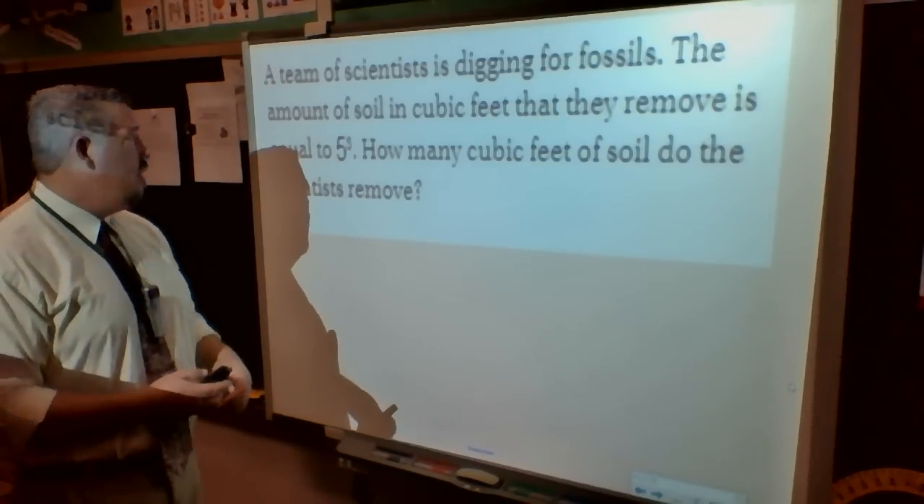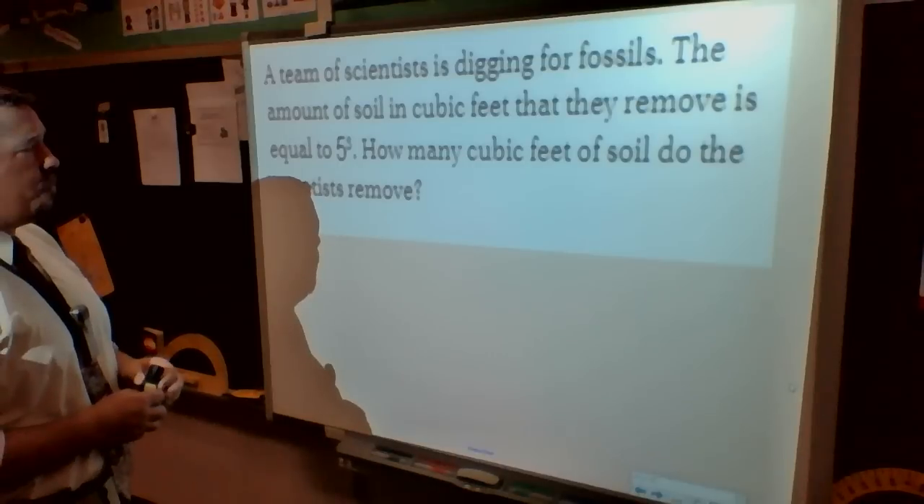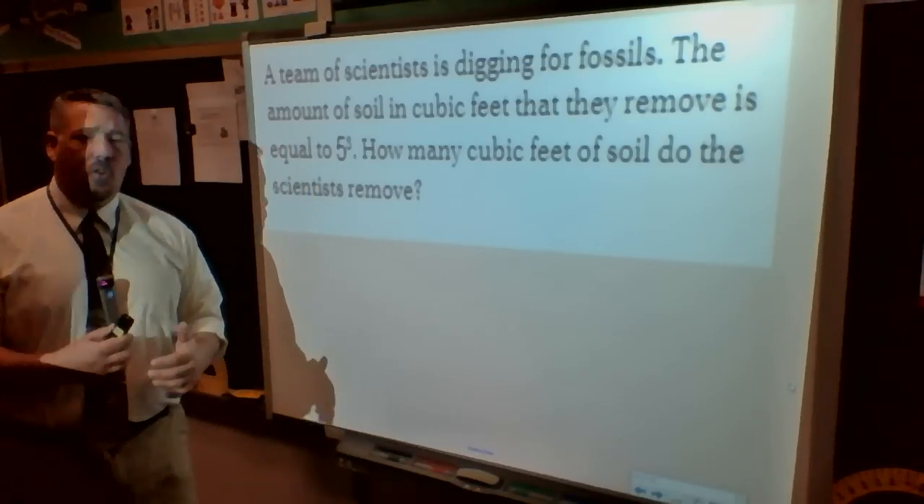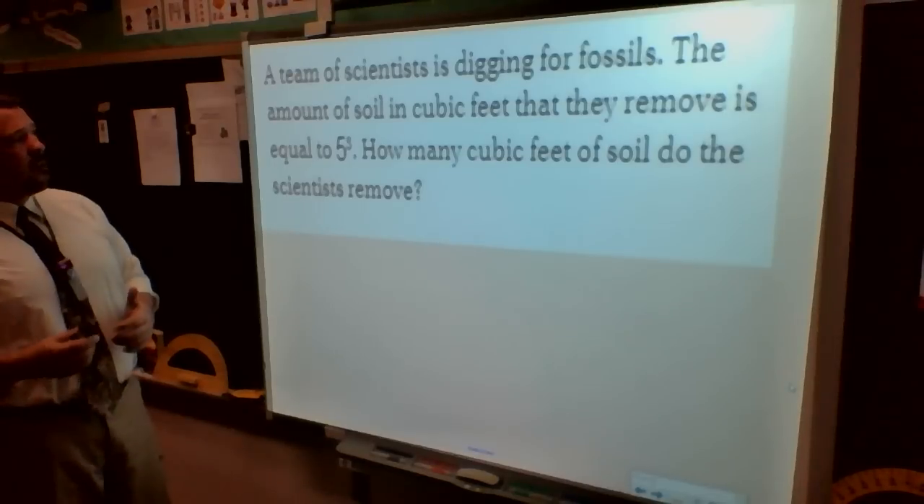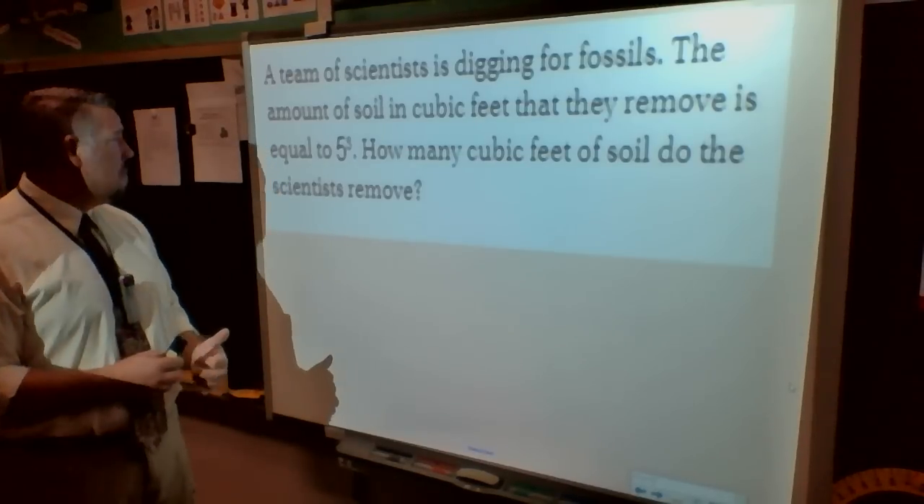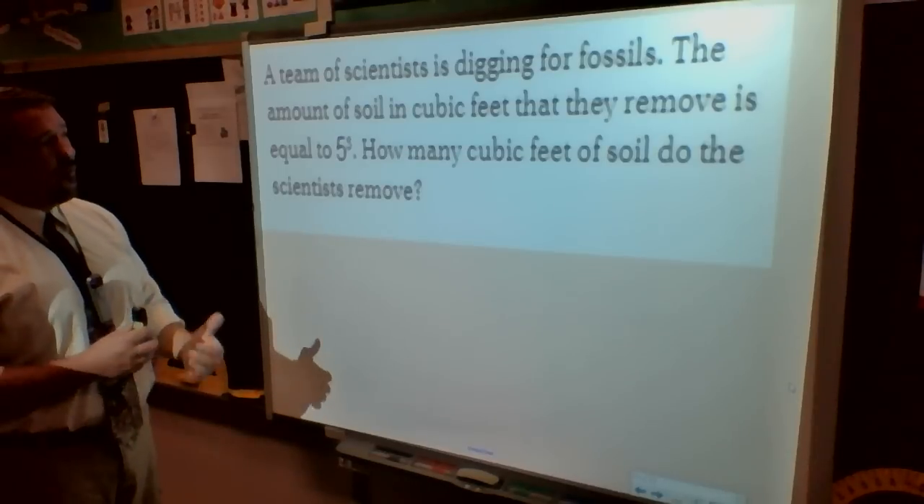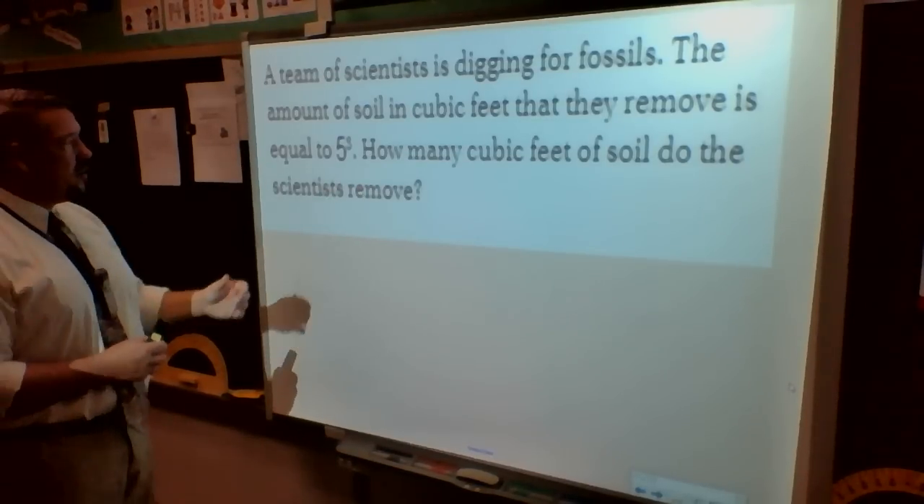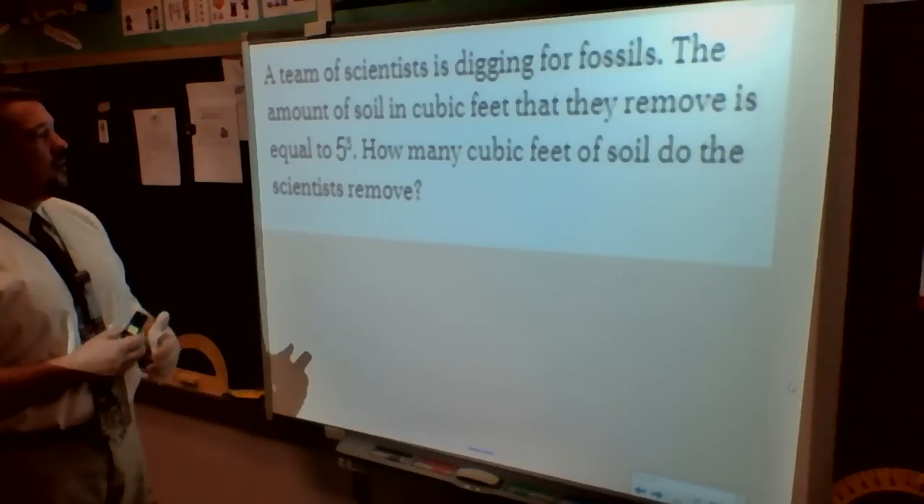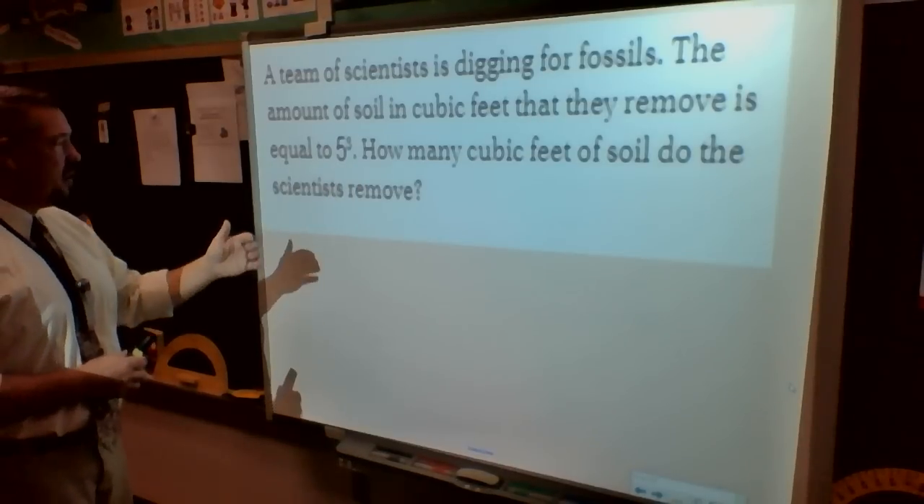Another one to look at is the idea of our exponents. A couple of people were getting a little confused on the exponents. I just want to review it real quick with you. A team of scientists is digging for fossils. The amount of soil in cubic feet, that's with an exponent of 3, that they remove is equal to 5 cubed. How many cubic feet of soil do the scientists remove?